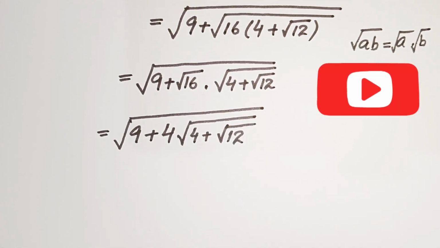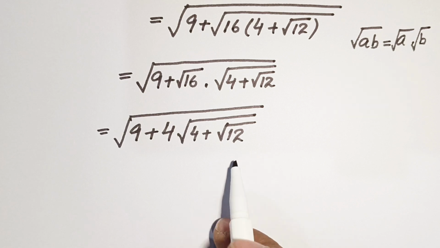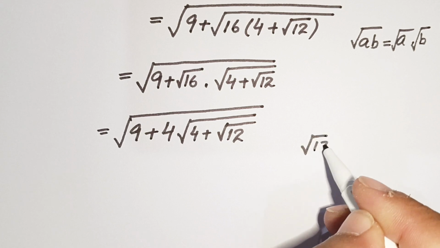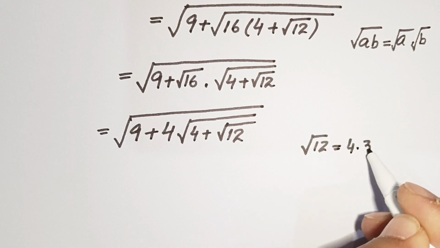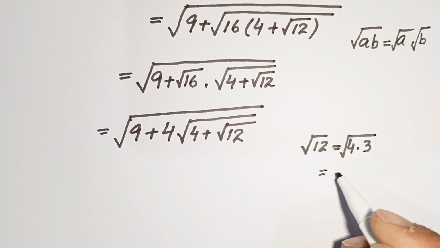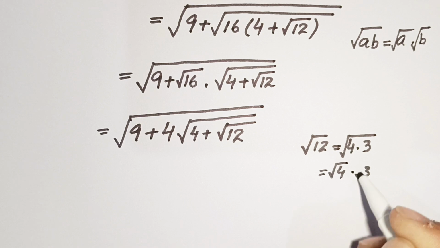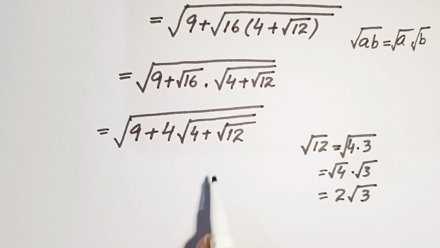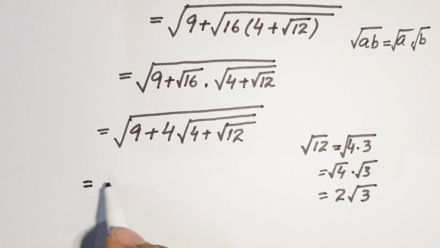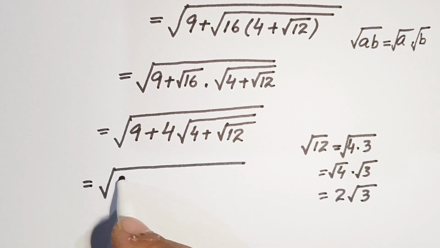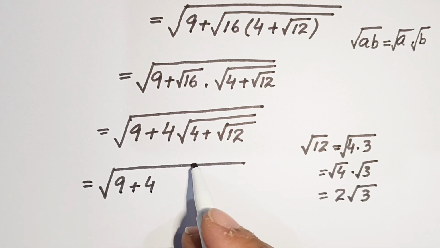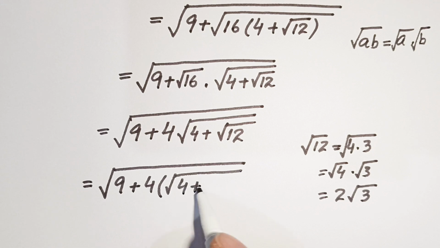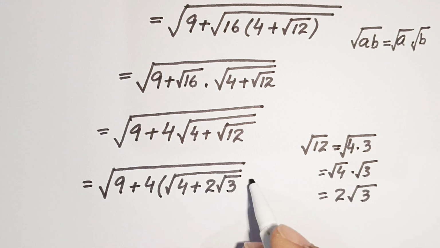If we write this square root of 4 plus square root of 12, as we know, square root of 12 is equal to square root of 4 times 3, and square root of 4 times square root of 3, square root of 4 is 2, so 2 times square root of 3. Now we write this square root of 12 like this. So square root of 9 plus 4 times square root of 4 plus 2 times square root of 3.